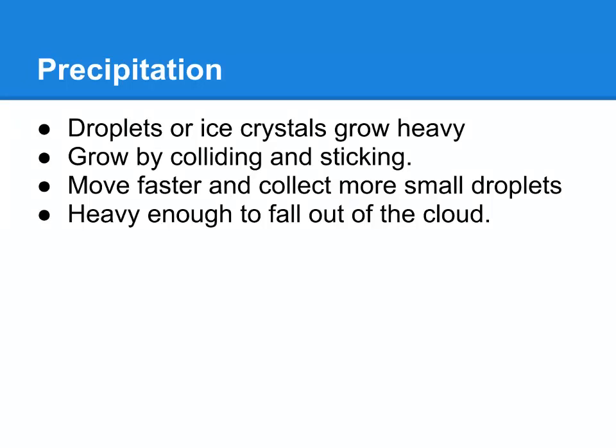Precipitation. Cloud droplets or ice crystals can grow heavy enough to actually fall through the air. When it does that, we call that precipitation. They can grow by colliding and sticking with other little droplets and particles that are in the atmosphere. They start moving around faster and collecting more small droplets as they get larger, and eventually become heavy enough that they fall out of the cloud and fall out of the sky in the form of rain, sleet, hail, snow, and we call that precipitation.